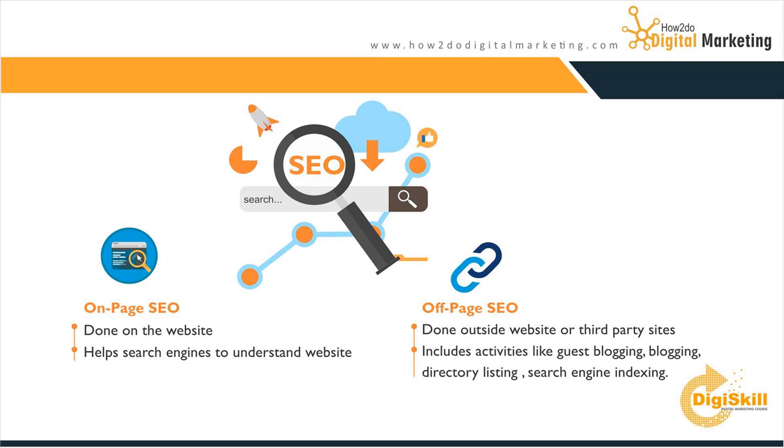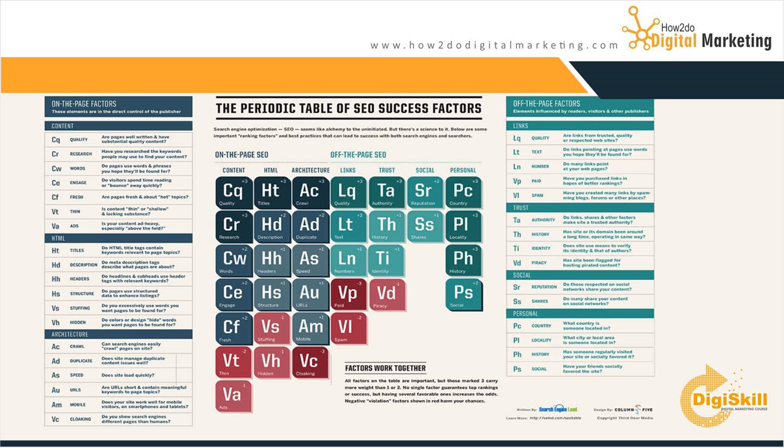Off-page SEO is what is done outside the website on third-party sites or third-party areas. So what you do on Facebook, what you do on LinkedIn, what you do on social media, what you do on guest blogging, all comes under off-page SEO. These include activities like guest blogging, directory listing, search engine indexing, and many other factors. But broadly, all SEO is done on-page and off-page, and both of these need to be done together for you to get a better rank on Google.